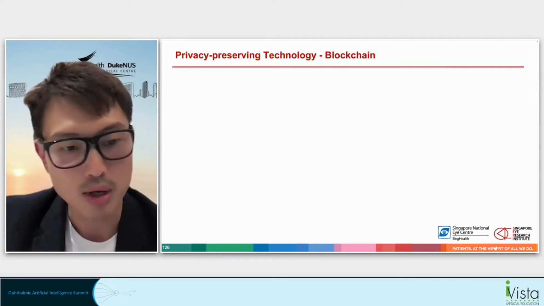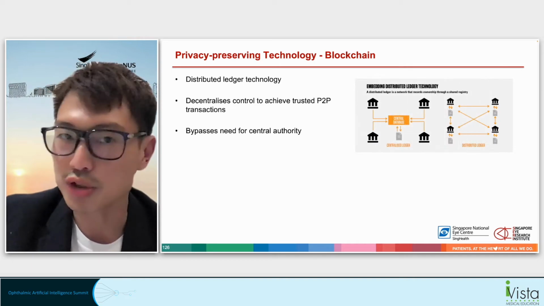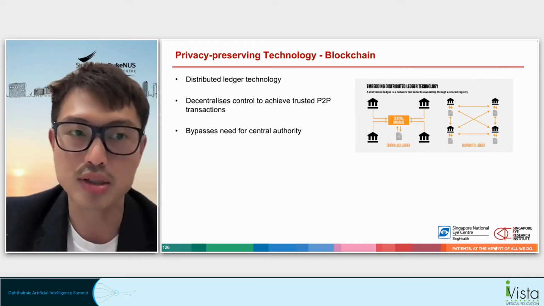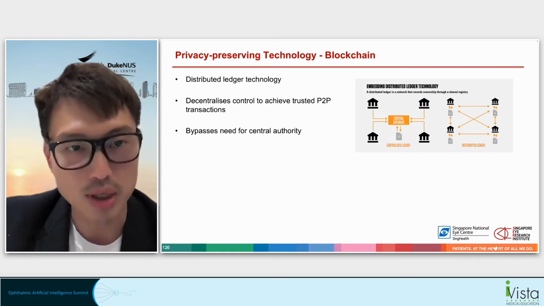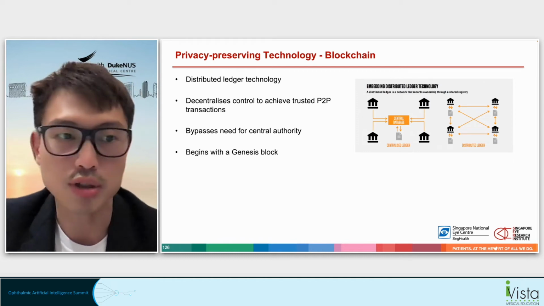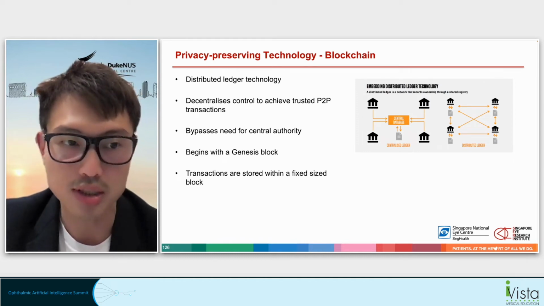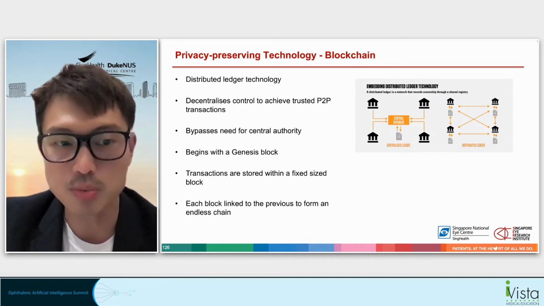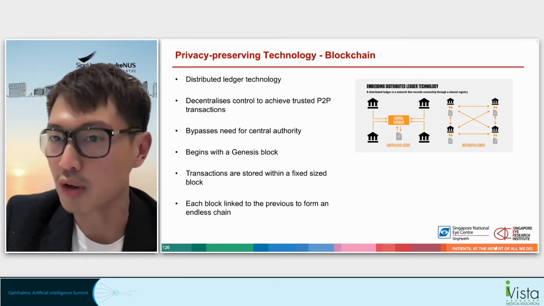The other technology that I would like to share is blockchain technology. It's a distributed ledger technology. It decentralizes the control so that you can achieve trusted peer-to-peer transactions. It bypasses the need for a central authority, always begins with a genesis block, and the transactions are stored within a fixed size block. Each block is always linked to the previous one to form an endless chain.